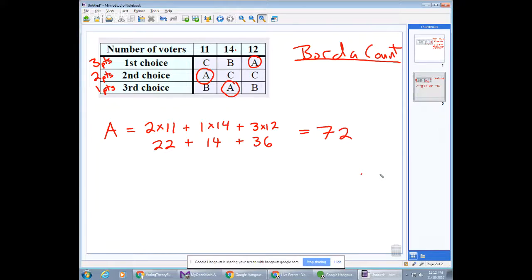We're doing the same for B now? Yep, do the Borda count for B and the Borda count for C.